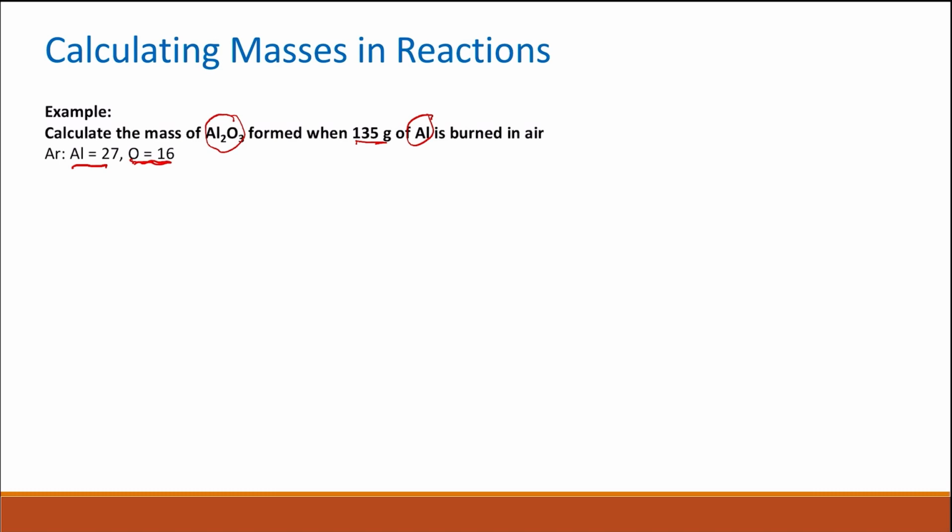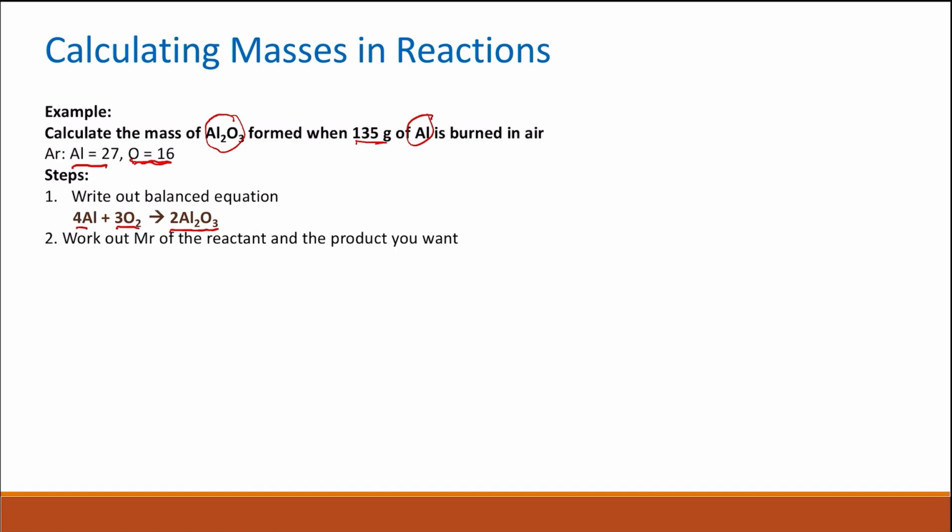To do this calculation, we need to follow certain steps. The first step is to write out the balanced equation. So you cannot do any calculations without writing the balanced equation. The balanced equation is that 4 moles of aluminum react with 3 moles of oxygen to give you 2 moles of aluminum oxide. The second step is to work out the relative formula mass of the reactant and the product you want.